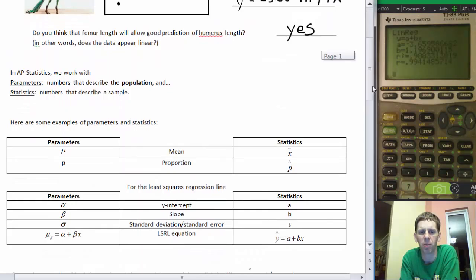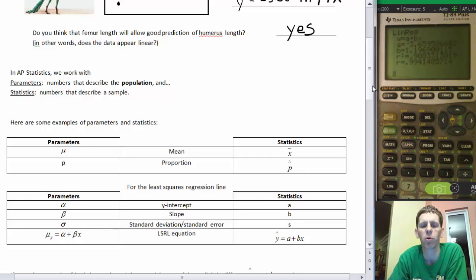Now, some examples of parameters and statistics you're familiar with would include means. If we're talking about the mean of a population, we use mu. If we're talking about the mean of a sample, we use x bar. Same idea for proportions. P is the proportion for a population, P hat is the proportion for a sample.